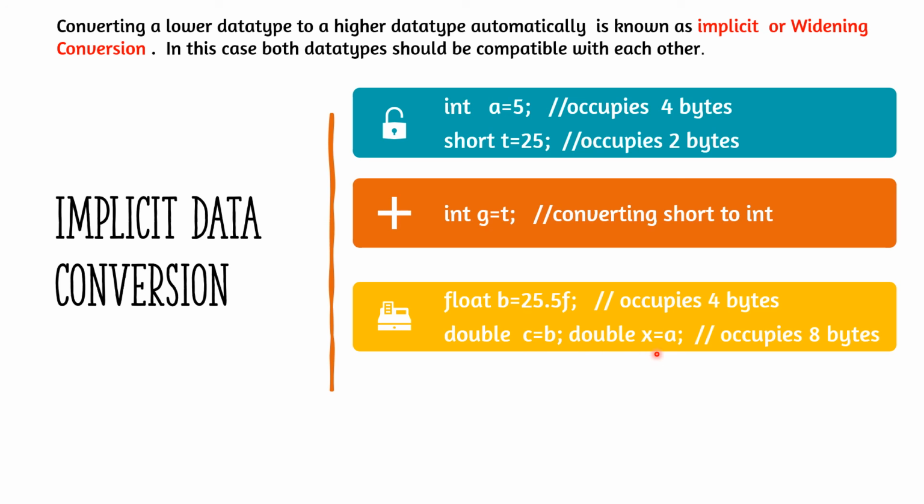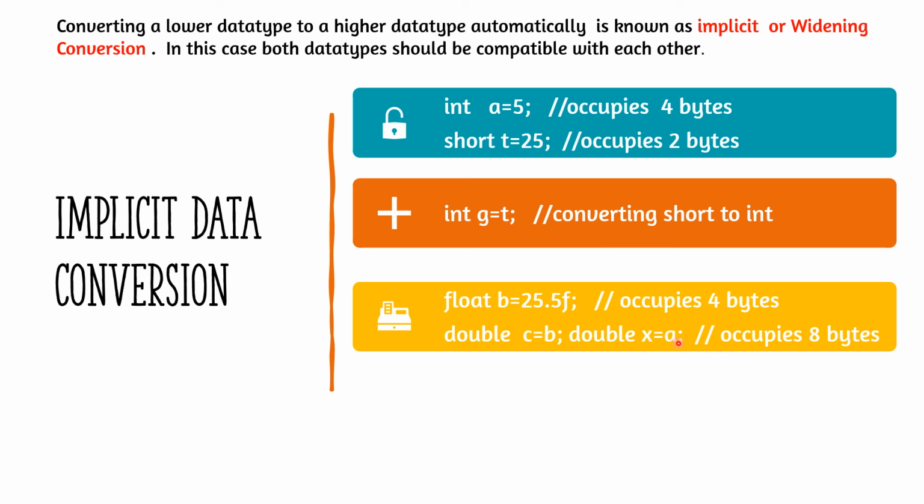And now double x is equal to a. a is of integer type. So when we are converting int to double, the value 5 will be stored in the variable x. If we are printing x, the value will be stored as 5.0 because double is of floating decimal type. So 5.0 will be stored in x and no loss of data is there.